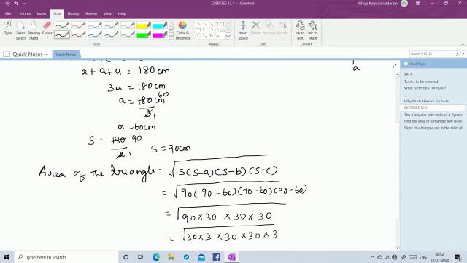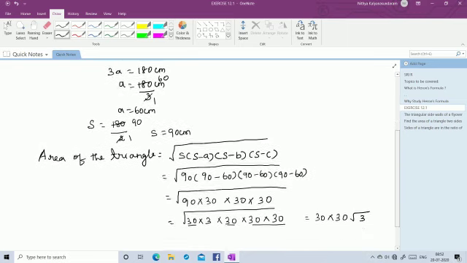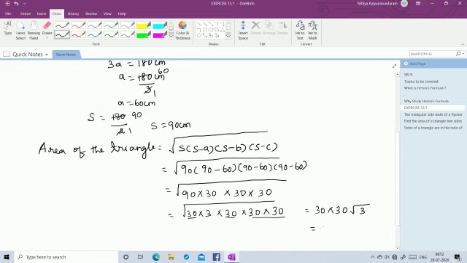So 30 into 30. We already know how to take the square root. 30 we have 4 times, so we can take the square root. 30 into 30. Then 3 we cannot take the square root, so keep it as it is. So 30 into 30 is 900 root 3 centimeter square.